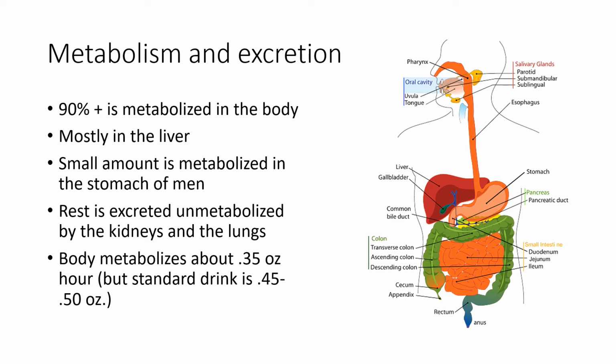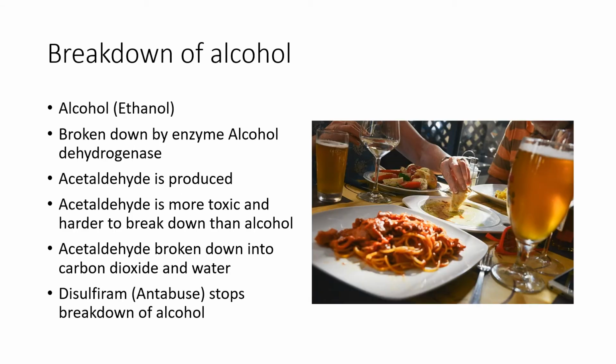The body metabolizes about 0.35 ounces an hour, but the standard drink is between 0.45 and 0.50. So for most people, at 1 drink an hour, gradually their blood alcohol level will continue to climb. It's important for people who work in the drug and alcohol counseling field to understand the breakdown process for alcohol. In the videos in the class on alcoholism study, we go into this in even more detail, but here's the simple part of it. First, alcohol that we're talking about is ethanol.